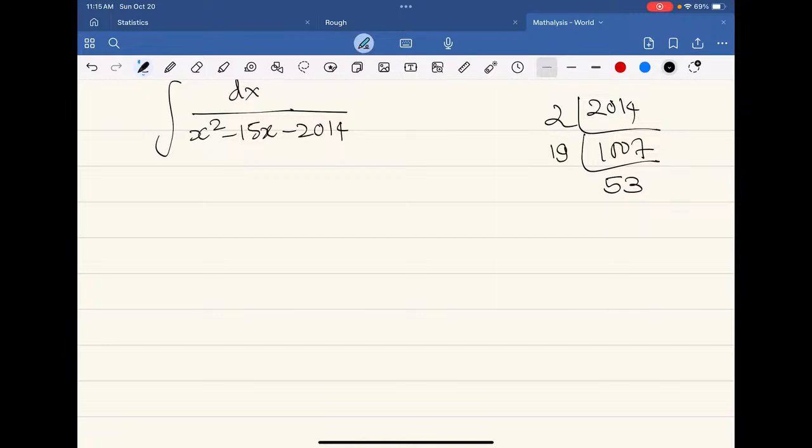Okay, now I think I have already seen the answer. Basically, minus 15 can be written as minus 38 plus 53, right? And yeah, their product is minus 2014 and their sum is 15, right? Okay, let's do that.